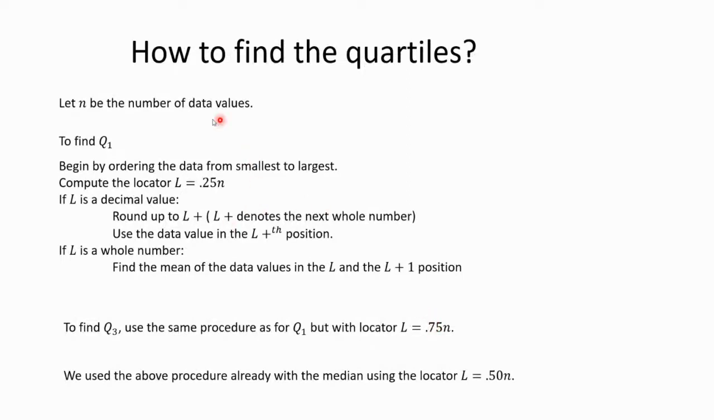What we do first, of course, is let n be the number of data values. We're going to sort the data from smallest to largest. If there are a lot of data values, you could use Microsoft Excel or Google Sheets to sort it if you want. I think I showed you how to do that when we were dealing with histograms, if I remember correctly. What you do next is this.